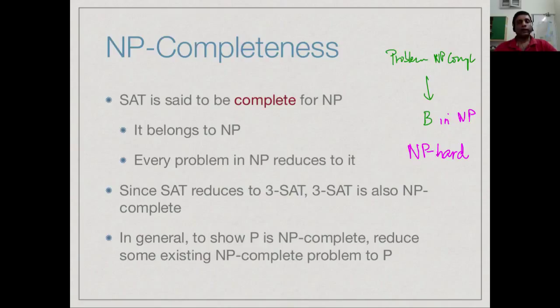So NP hard says that every problem reduces to it, but you are not sure whether or not it belongs to NP. You don't have a checking algorithm for it. There are a few problems like this for which the checking algorithm is not easy to describe, but you can certainly show a reduction. But otherwise, if you can do both, if you can find a checking algorithm, and you have found some NP complete problem which reduces to it, then it is also NP complete.